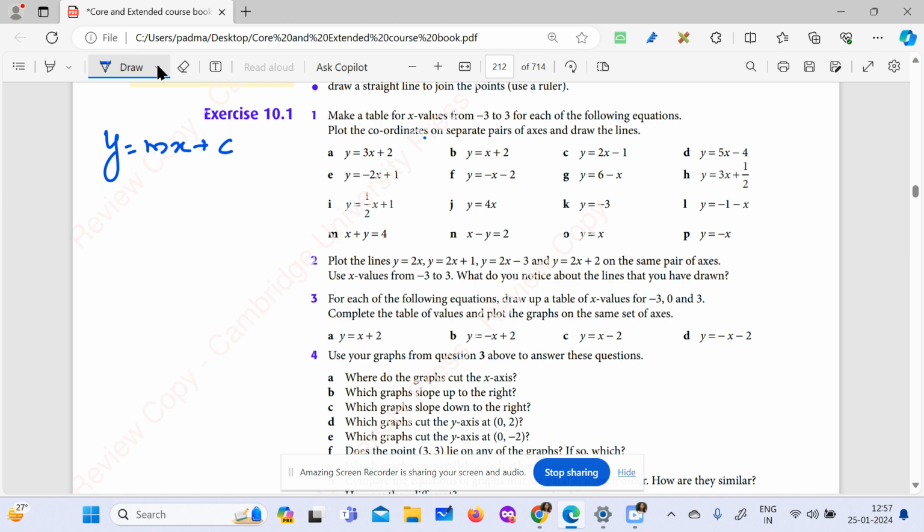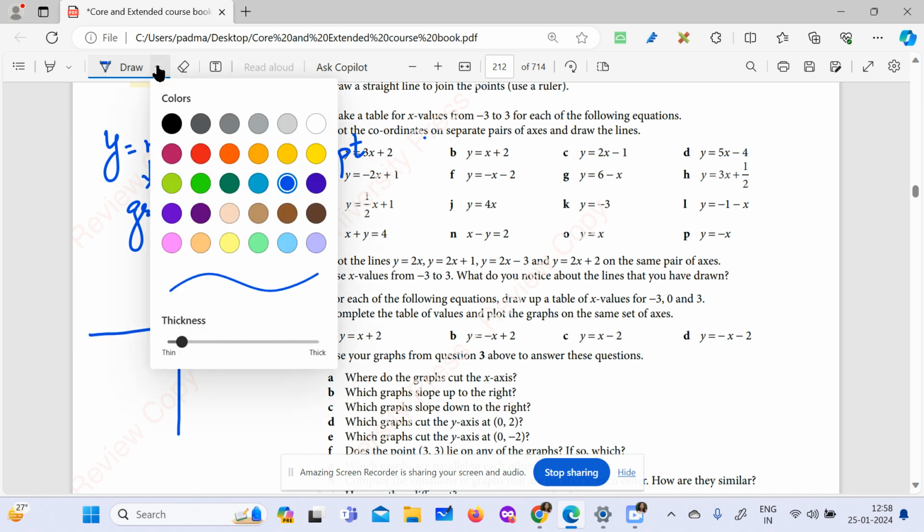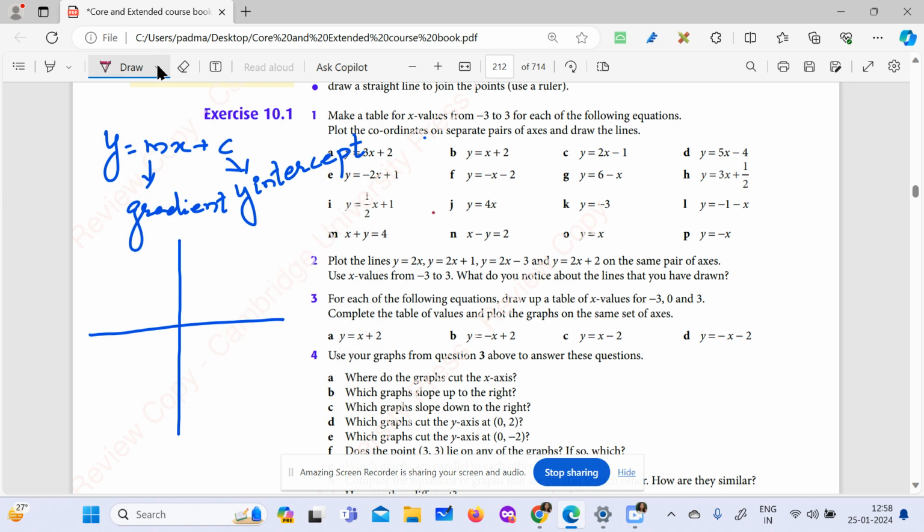This is your gradient form where m is the gradient and c is the y-intercept. Okay, so in my previous video I have explained how to calculate the gradient of a straight line graph. So I will show you on the graph what gradient means and what y-intercept is. You can see here, suppose this is my straight line graph.